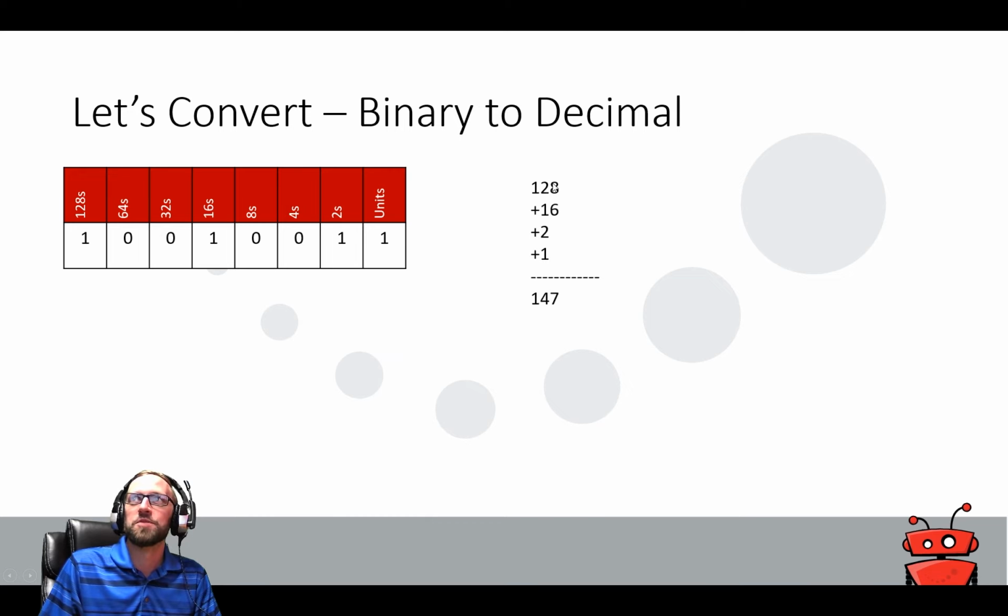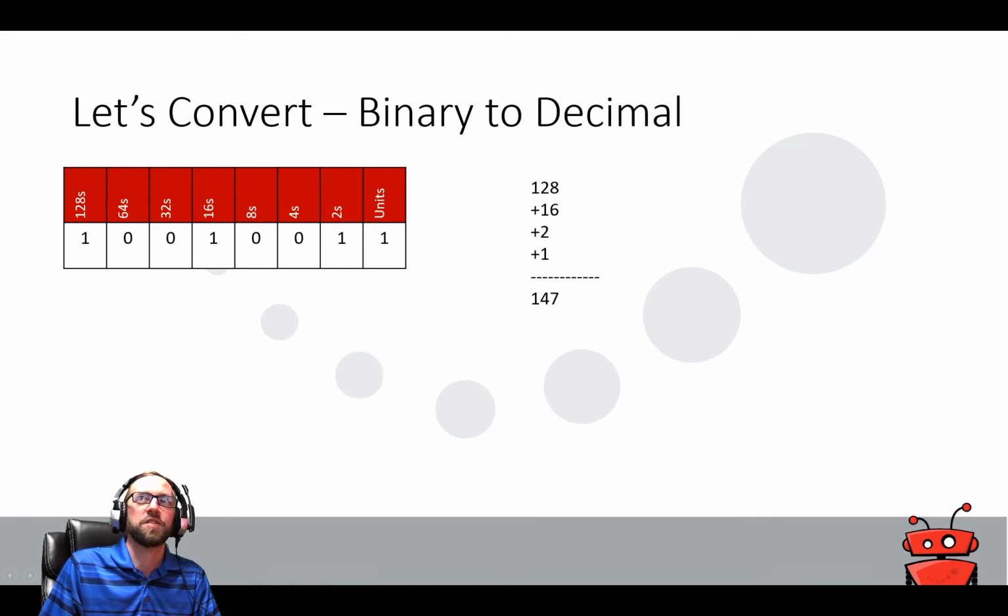So what we end up doing is adding 128, which is our first one, plus 16, which is our second one, plus 2, which is our third one, plus 1, which is our fourth one, and we end up with 147. So 10010011 in binary is 147 in decimal, or vice versa. 147 in decimal is 10010011 in binary.